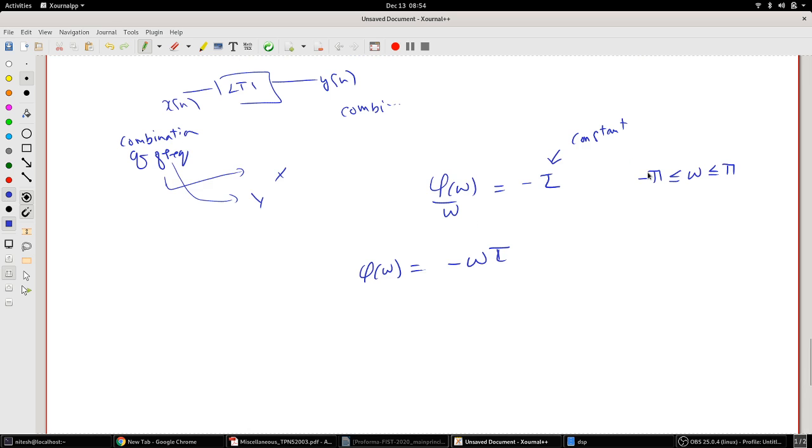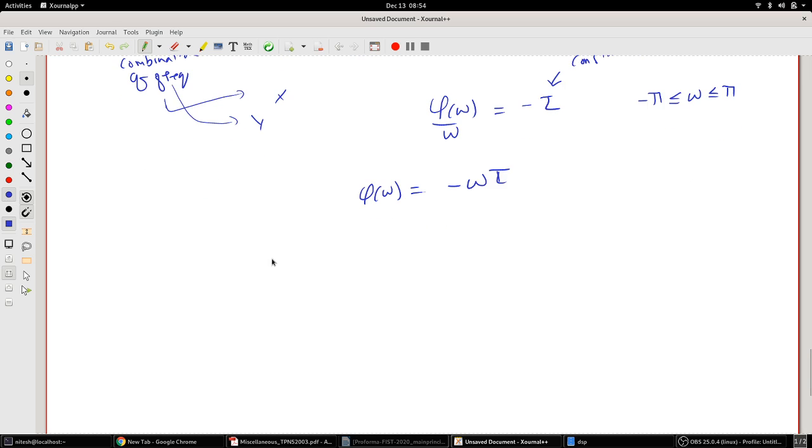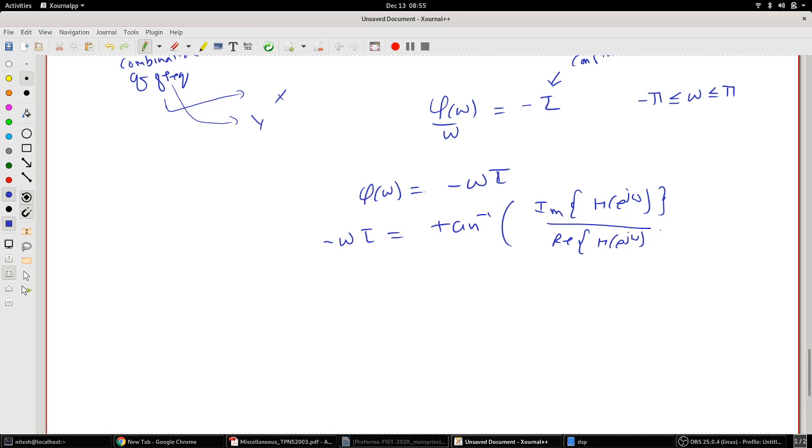Okay. So I'm just looking at the requirement for you to have a linear phase. What should be the requirement? So phi of omega upon omega equals minus tau. So phi of omega equals minus omega tau. I know that phi of omega is tan inverse of the imaginary part of h of e raised to j omega upon the real part of h of e raised to j omega. This is what you have, minus omega tau.